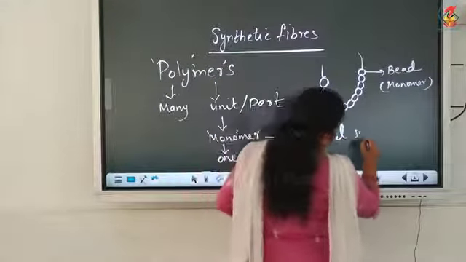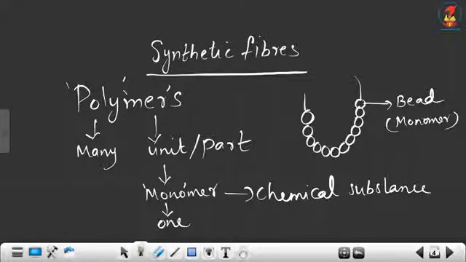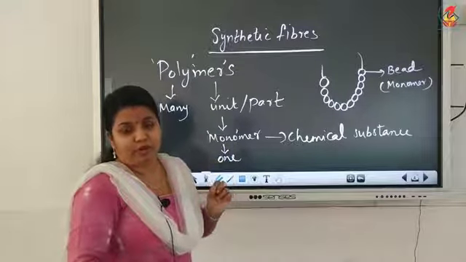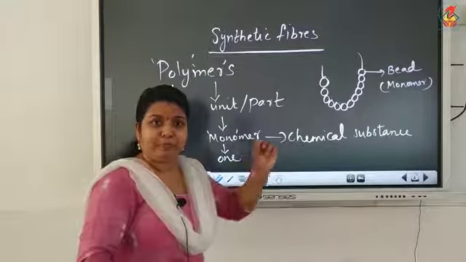Small units of chemical substance add together and you get a large unit, a large molecule called polymer. Okay, so that's about what is synthetic fiber. Synthetic fibers are usually polymers, and each individual unit that makes up the polymer is known as monomer.